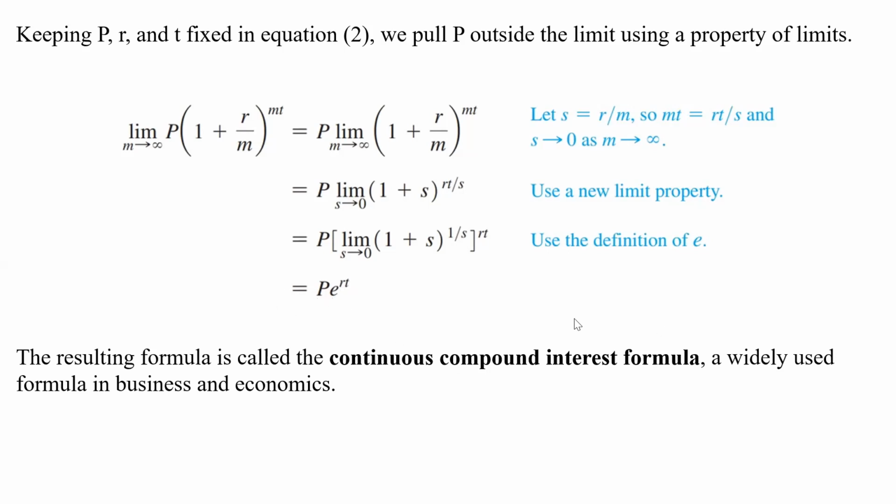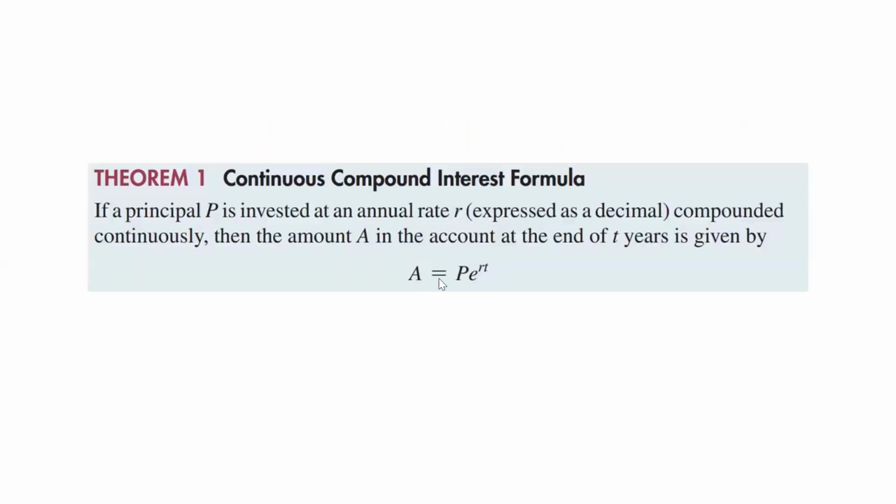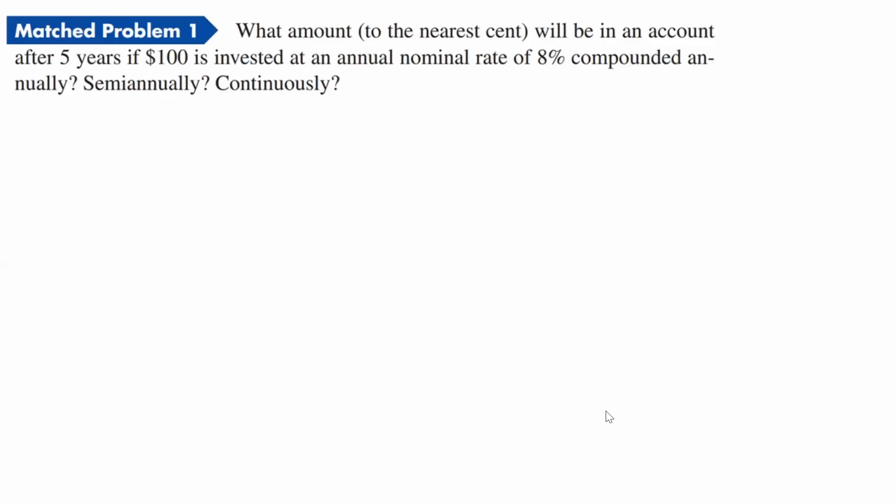Okay, so that's a formula that's widely used not only in business and economics, but in a lot of math classes. So we show you how to get compounding interest. Again, A is usually how we list the future value here. So the continuous compound interest formula: if a principal P is invested at annual rate R expressed as a decimal, compounded continuously, then the amount A in the account at the end of T years is given by that formula. So let's look at an example here.